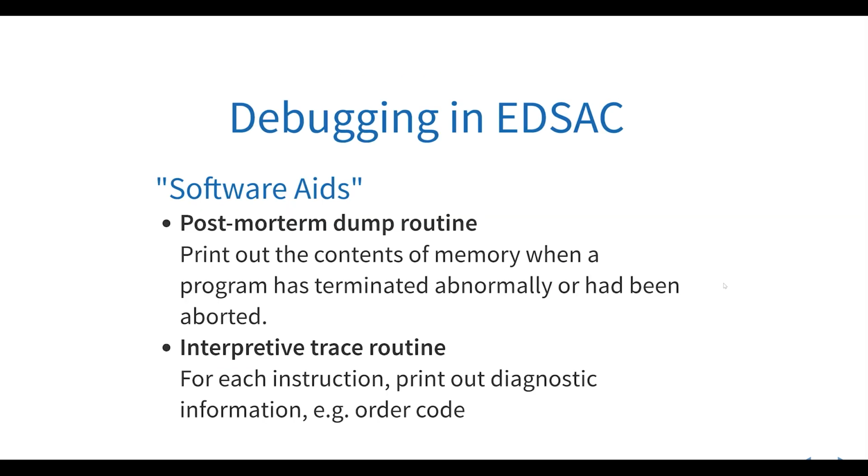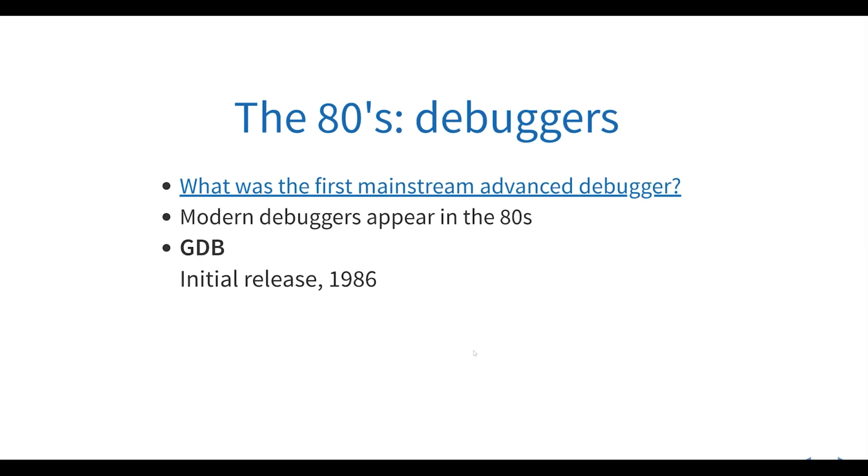As you can see, observing the monitor is not really a good way for debugging. So the programmers of EDSAC developed something they called software aids, which includes post-mortem dump routine and interpretive trace routine. These are essentially the loggers we use today, but very primitive. Then in the 80s, debuggers came along. The first version of GDB was released in 1986, and other debuggers also appeared in the 80s.